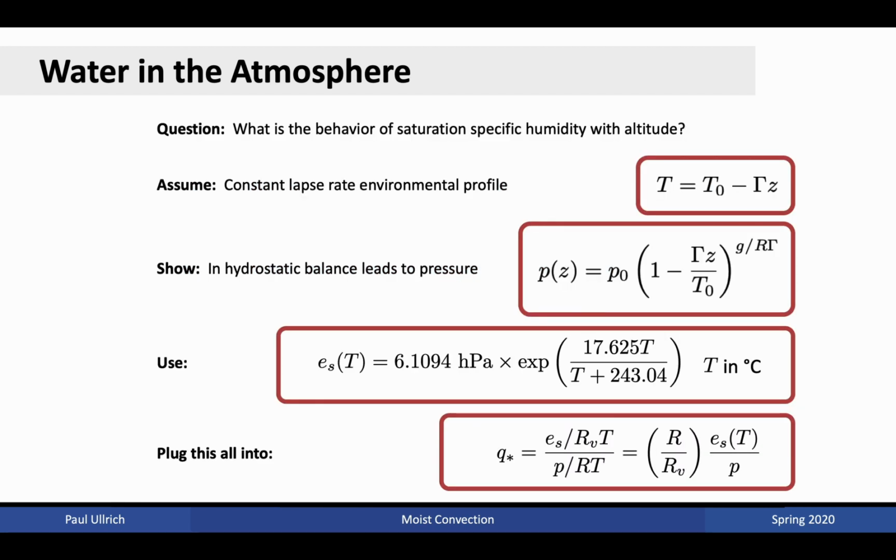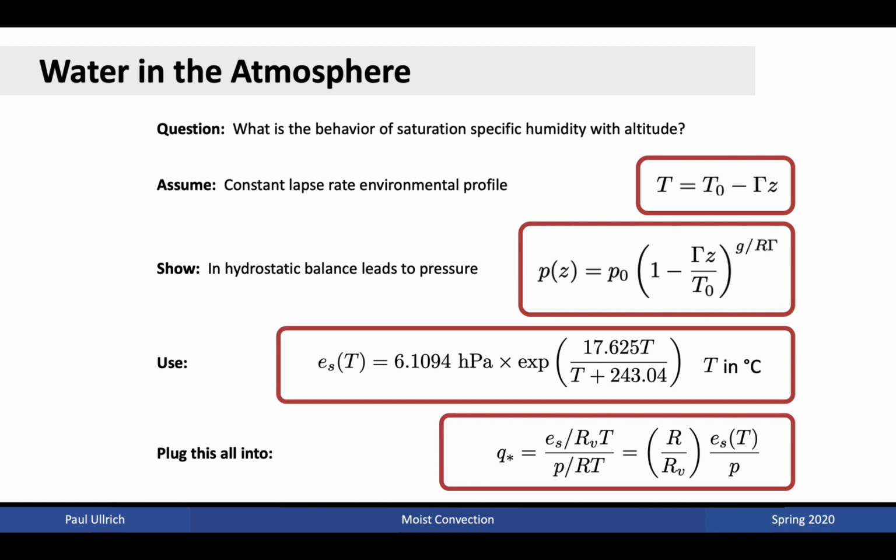Alright, so what's the behavior of this saturation-specific humidity with altitude? Given that we know that specific humidity is conserved following a fluid parcel, then it follows that a rising fluid parcel will need to pay most attention to the behavior of the saturation-specific humidity in order to determine the height at which condensation will begin to occur.